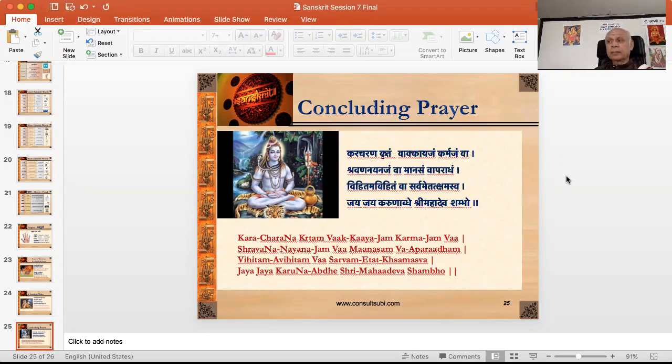Vihitam, avihitam. Vihitam means what is prescribed as your duty, what you're supposed to do, the traditional way of working. Avihitam is what is not prescribed. Certain things are prescribed. You see, you have to go to office in the morning at a particular time, then you work and then you come back at a particular time. This is prescribed, traditionally done. What you're supposed to do, there is a code of conduct there. Avihitam, those which are not prescribed.